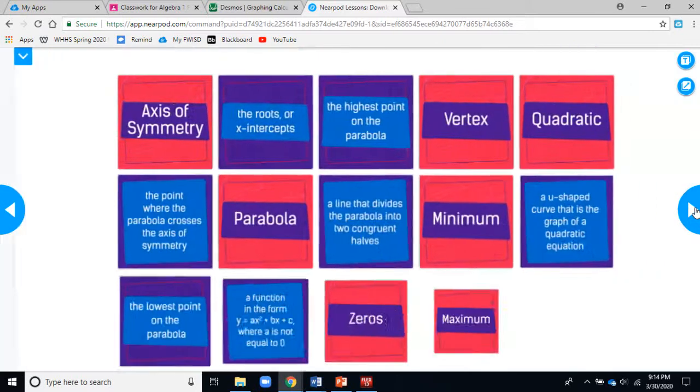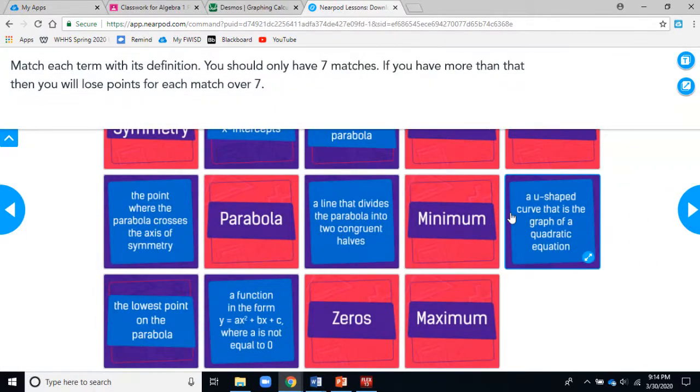So when you go through it, here's one of the matching activities. Match each term with its definition. You should only have 7 matches. So if you're sitting there trying to guess through it, I'm going to know, and you're going to lose points for every match over 7.